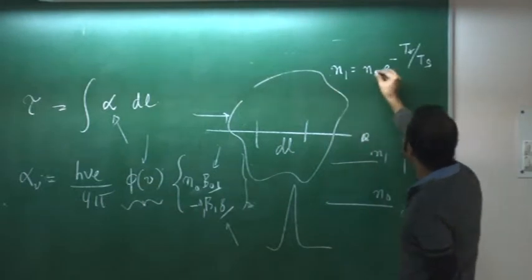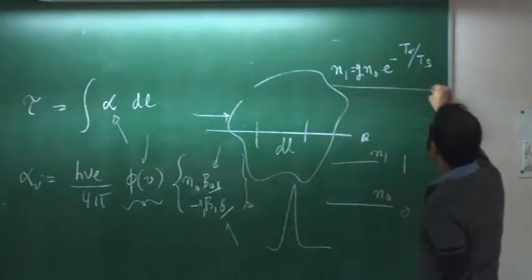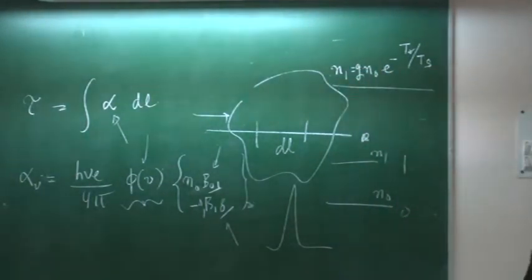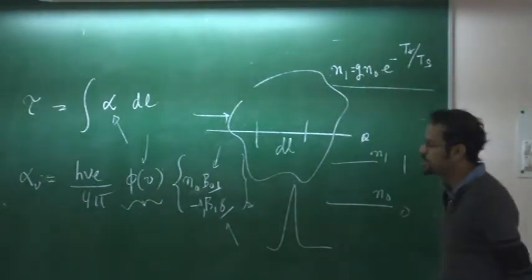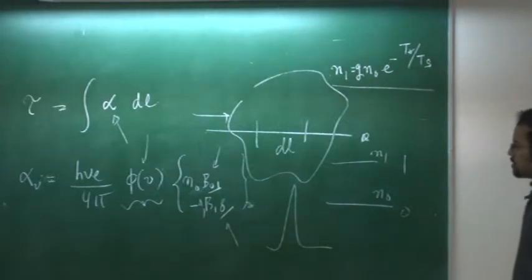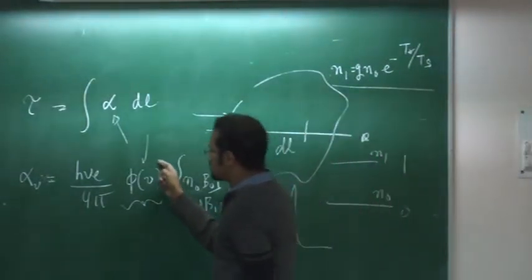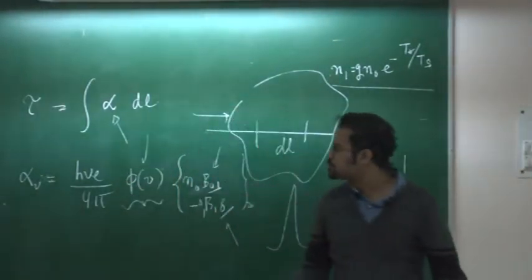And some g. g is 3 actually in this case. Triplet and a singlet state. Ratio of the degeneracies. Alright, so now what do you expect this phi nu to be? Now look at this.